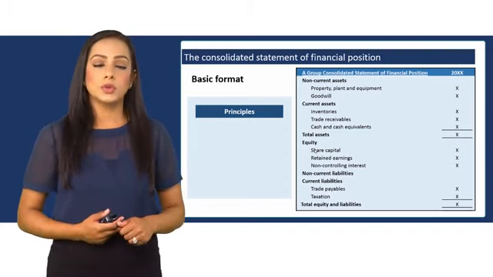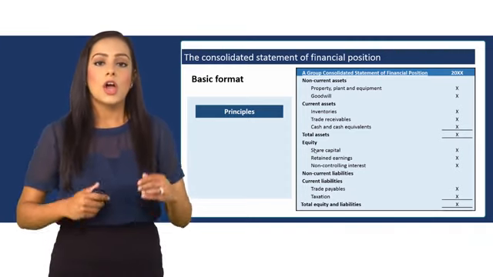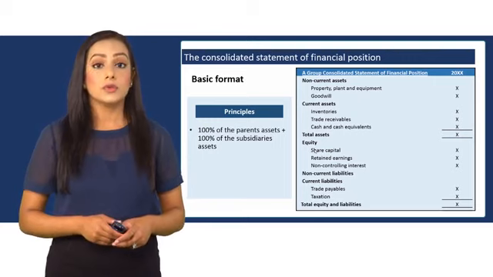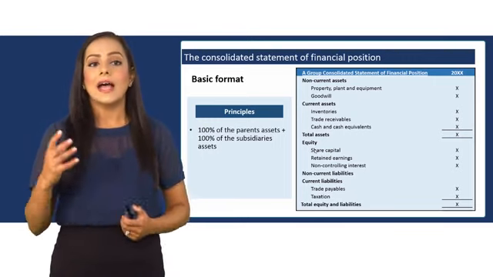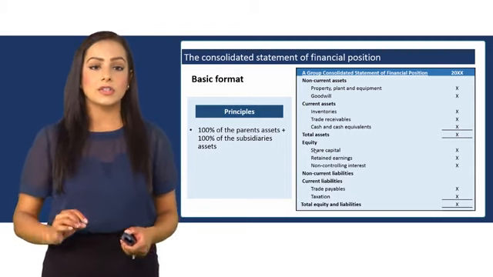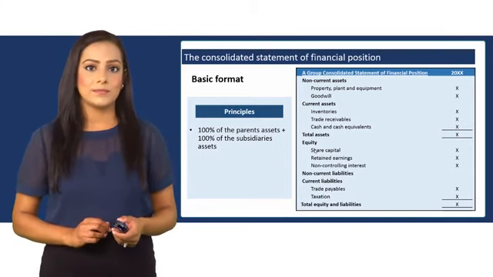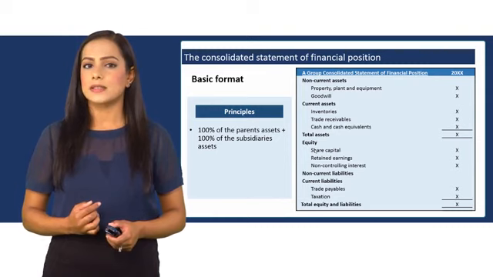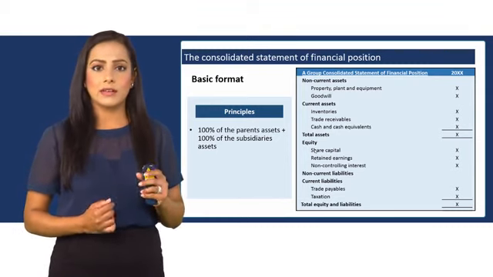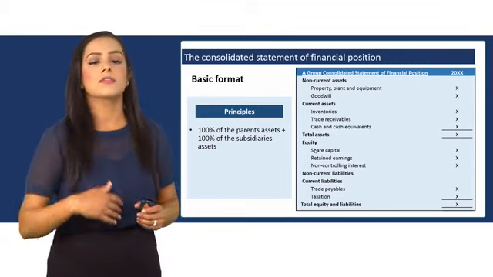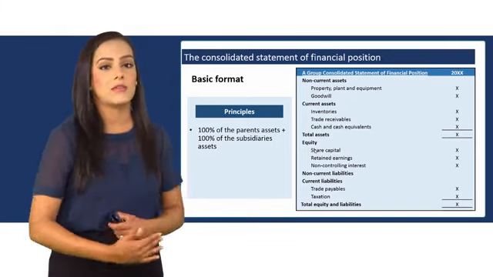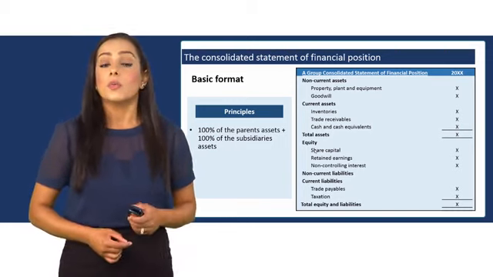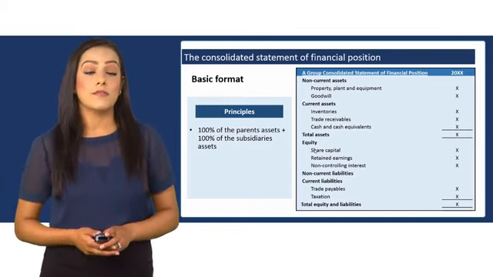So first of all, we'll talk about the principles. Consolidation wants you to take 100% of the parent's assets and add it to 100% of the subsidiary's assets. Why 100%? If the parent owns 70% of the subsidiary, then why must the parent consolidate 100% of the subsidiary? We have to apply substance over form.